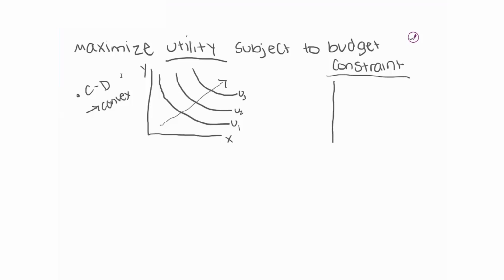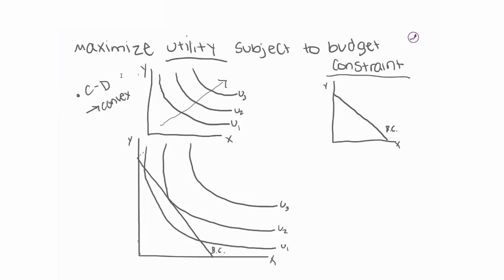So we're trying to get on the highest indifference curve that we can, but we also know that we have a budget constraint, which will be linear and downward sloping. So something like this. This will be our budget constraint here. So what we're trying to do is find a point that has to be along this budget constraint line, but that's also on the highest of our set of indifference curves.